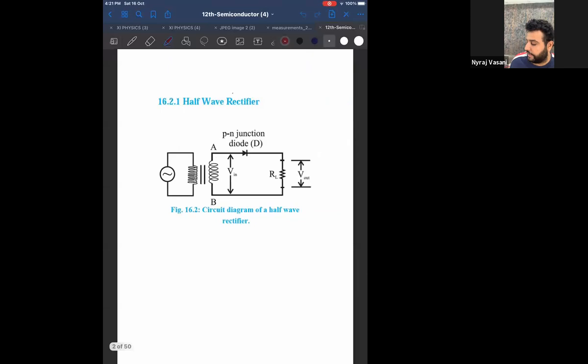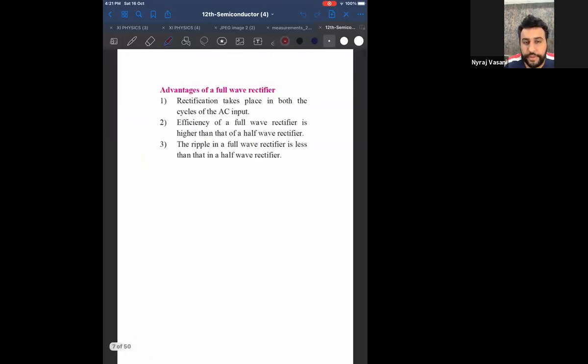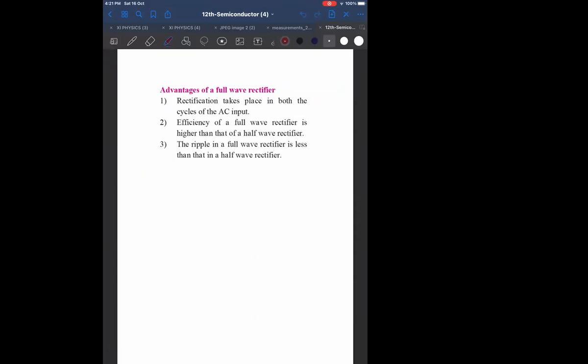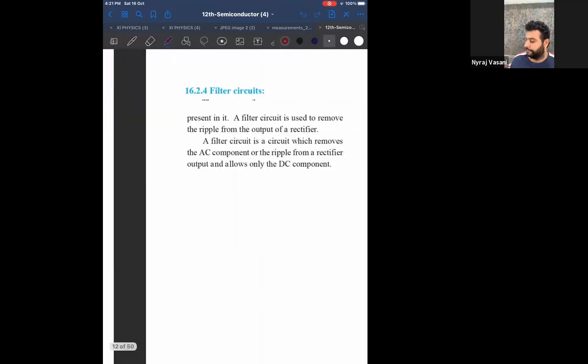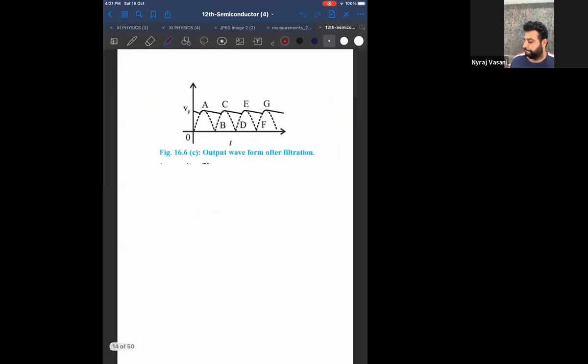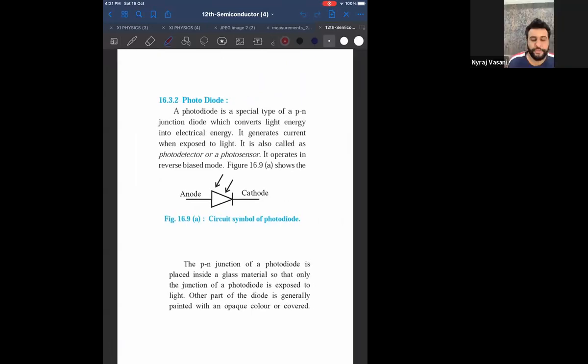We did rectifier, correct? Half wave and full wave rectifier. Tell me, have we done that or not? Yes, sir. Just confirm. Okay, that is done. Last topic was filter circuit. Okay. Now the next topic is photodiode.